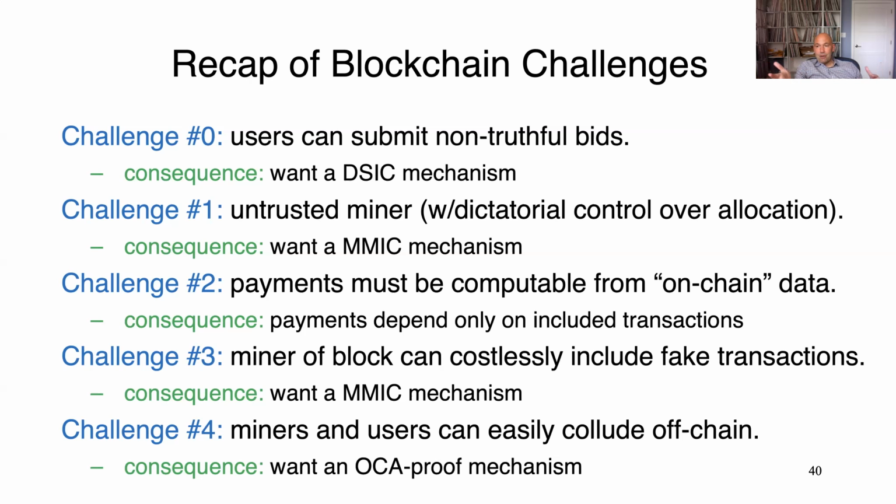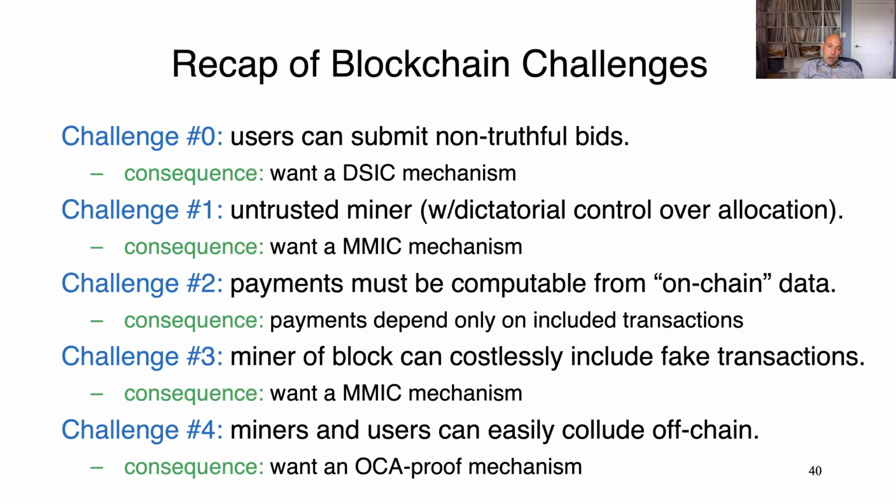Right? There's the DSIC or the truthfulness property. That's saying basically you've overcome challenge number 0. There's the MMIC property. The miners should be incentivized to do what you expect them to do. That's basically covering challenges 1 and 3. And then OCA proofness is a way of saying you've overcome challenge number 4. Okay. So that's all of the setup, right?